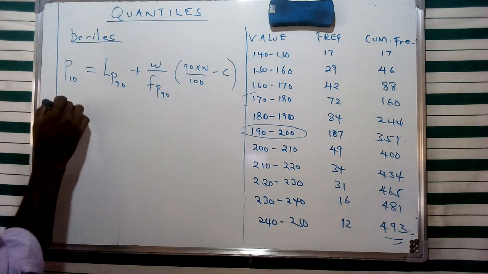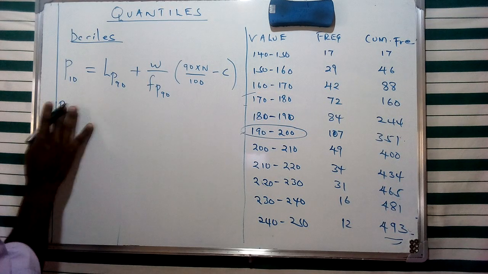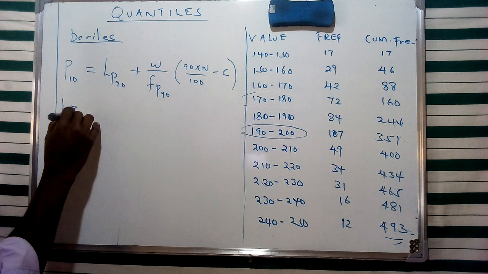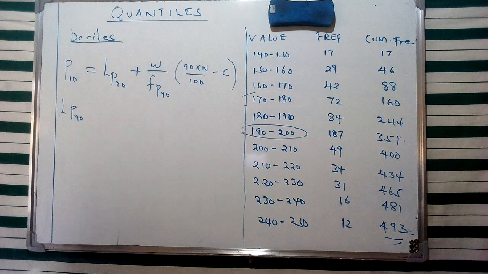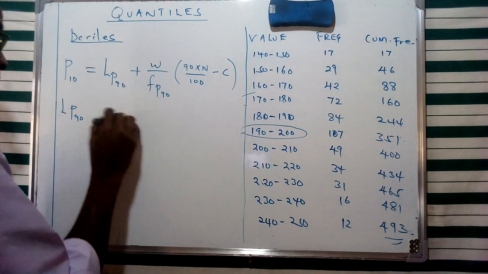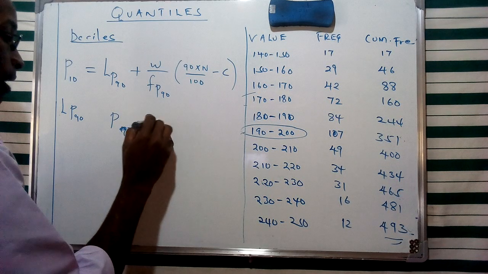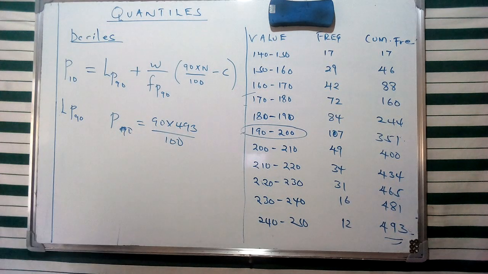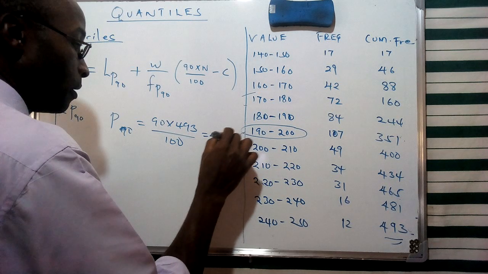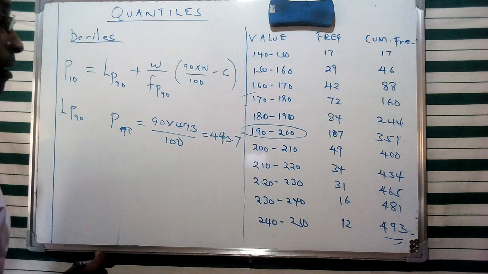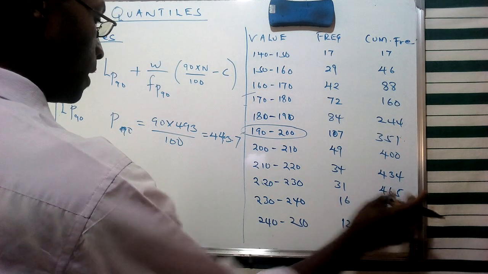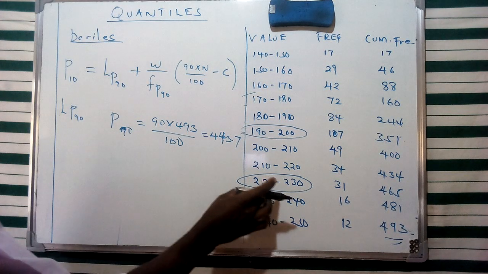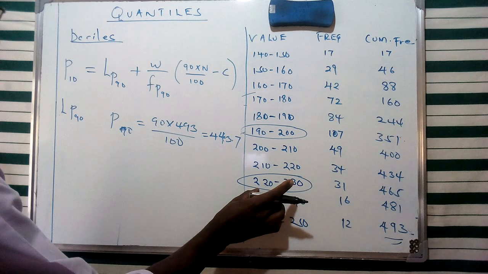So we shall have P90 equivalent to this, so let's identify these specific values. From our opening statement, we're going to find P90 given as 90 times 493 divided by 100, and this is going to give us the value of 443.7 as our cumulative frequency value for the 90th percentile. If we look at this, it is going to fall under that specific class. So we shall have the lower class boundary of this 90th percentile as 220.